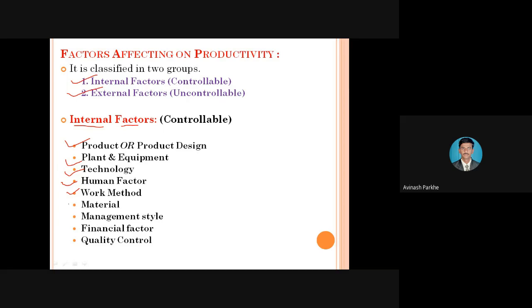Then next is the material. Obviously, material plays a very important role, or it is one of the important input resources. It is also one of the internal factors. If the raw material is available in mass quantity, according to the input we can achieve the maximum output.